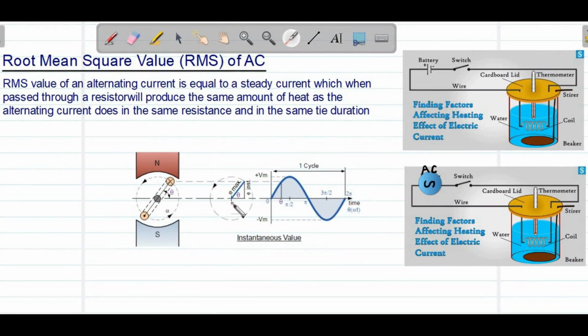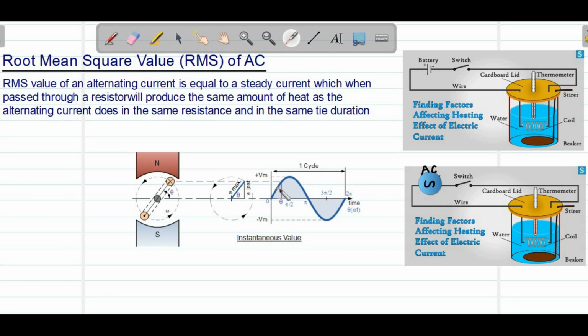Students, today's class is about the RMS value of AC, that is, the root mean square value of AC. We have seen in the previous class that the main difficulty we face in an alternating circuit is that voltage and current are not constant. They keep on changing as the armature rotates between two magnets. The magnitude as well as the direction of voltage and current keep on changing.